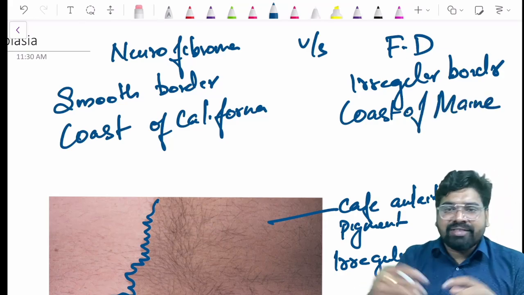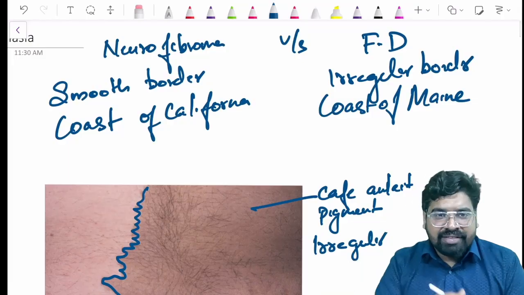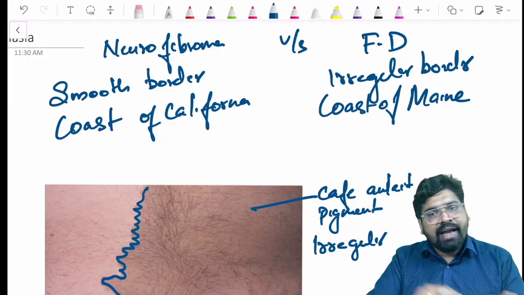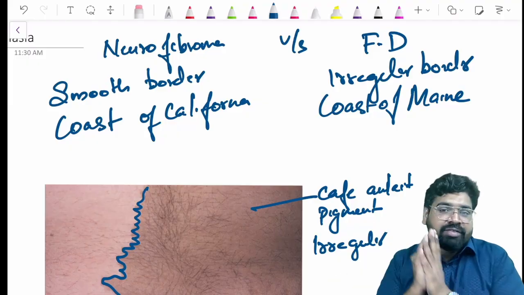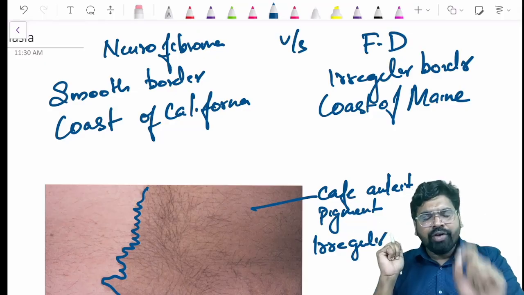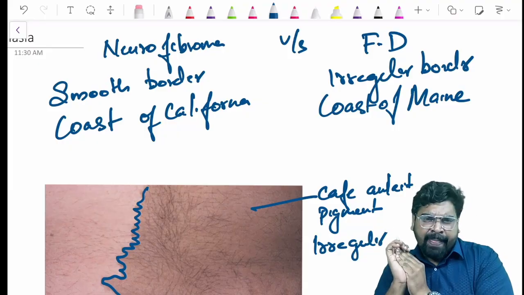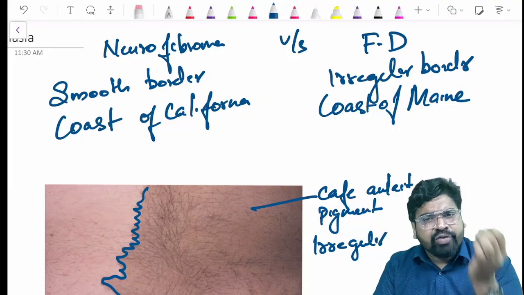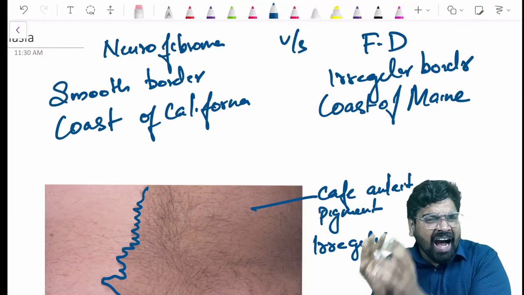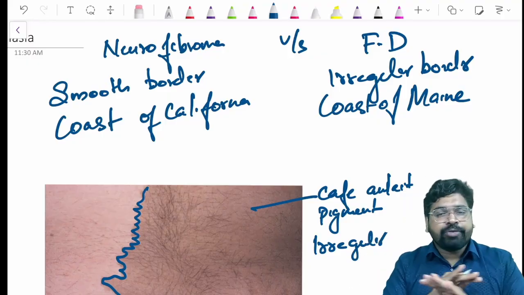So these are two places in the United States, and the type of seashore they have is smooth in California and irregular in Maine. Now, how to remember this without by-hearting? Neurofibroma is a soft tissue tumor. Fibrous dysplasia is a hard tissue tumor. So hard is irregular, soft is smooth.